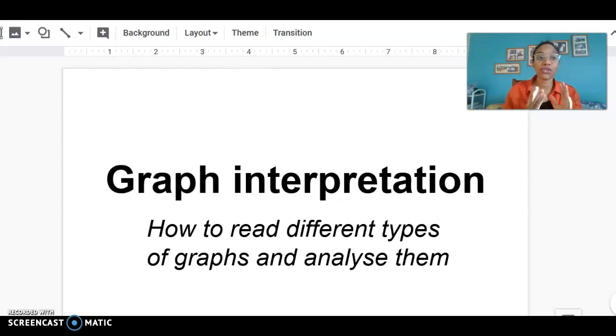So you're going to use graph interpretation to come up with your own spin on what you want to share in your informative article. Today, we're really going to focus on graph interpretation, and I'll show you how to change those observations and ideas into sentences to create a paragraph. Let's get started. This is graph interpretation, how to read different types of graphs and analyze them.